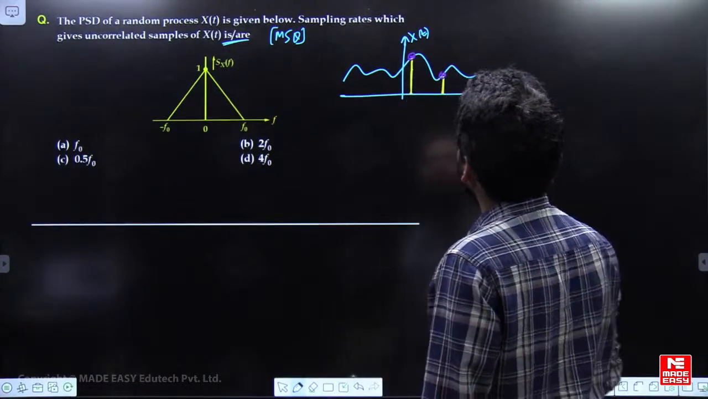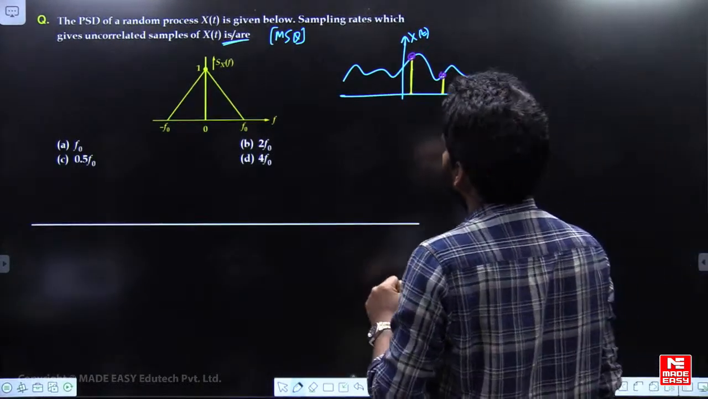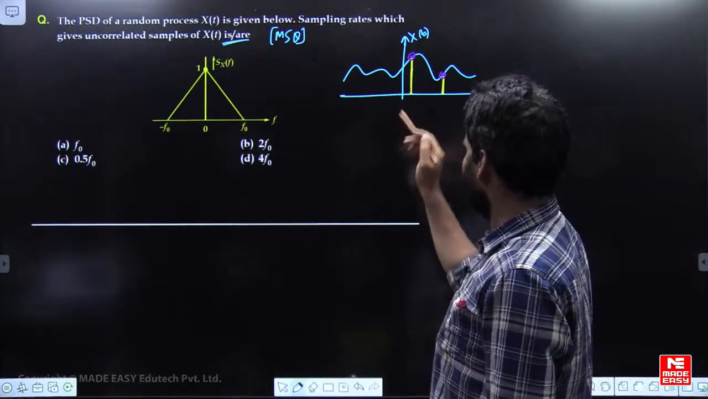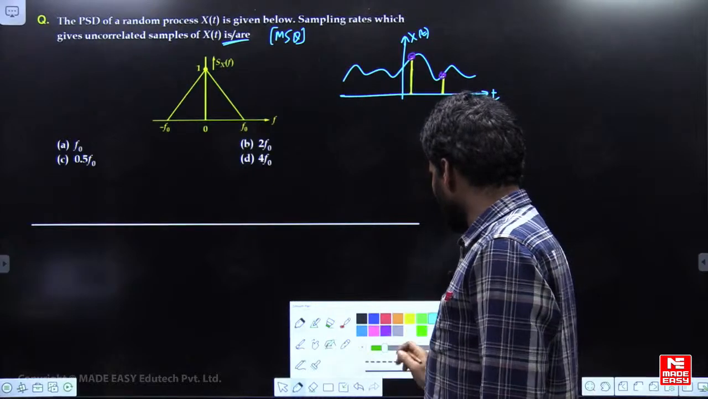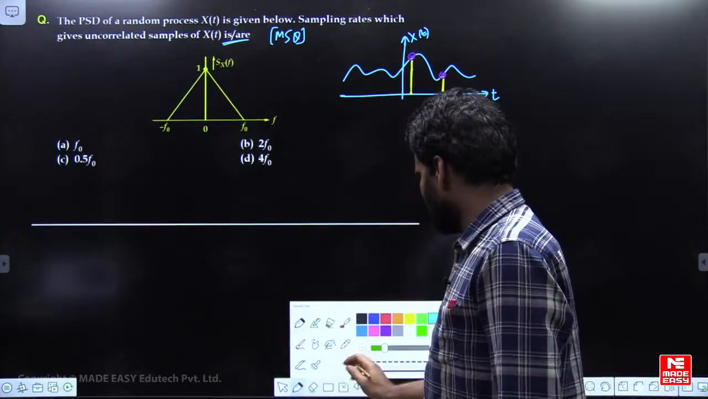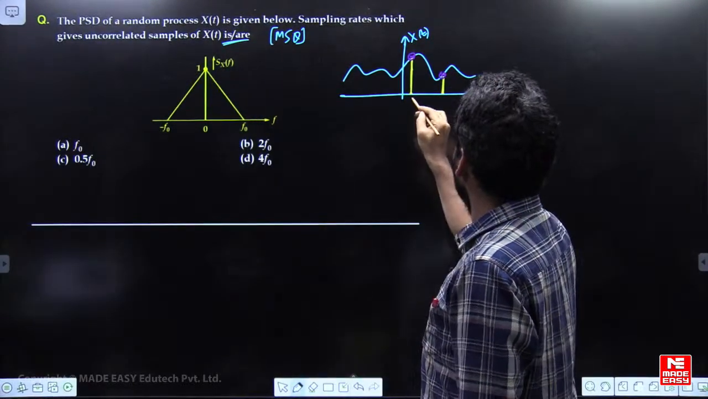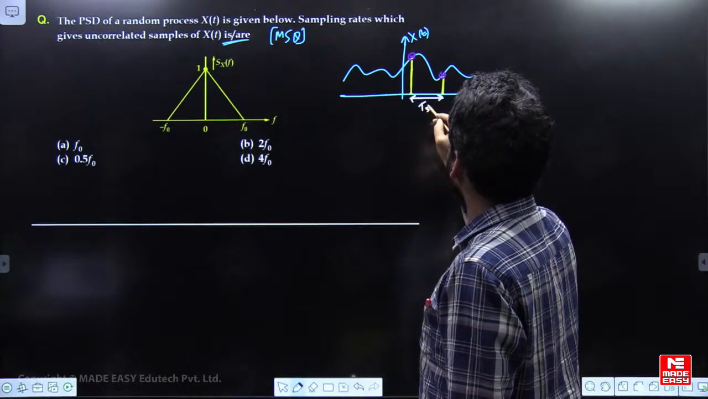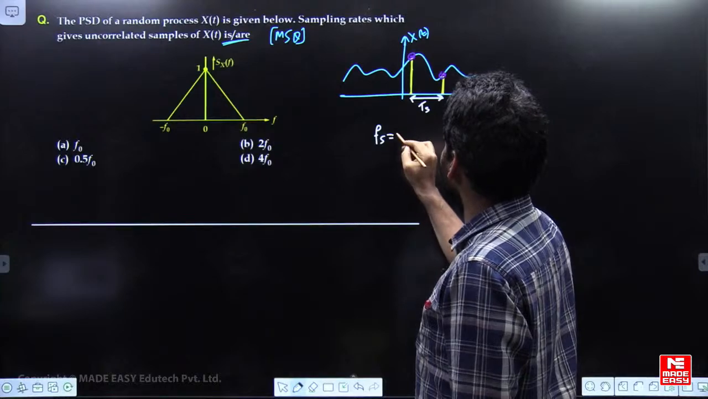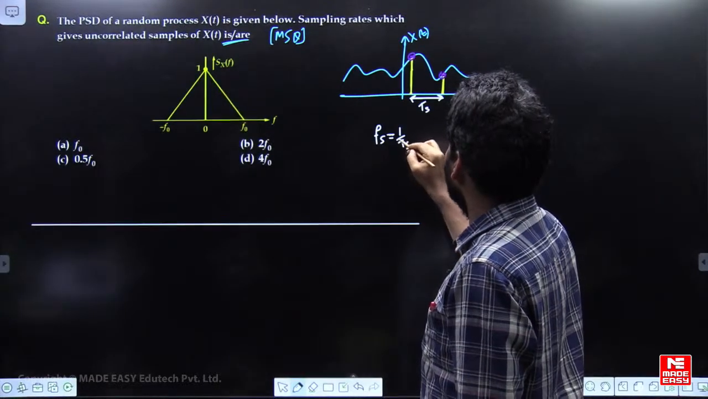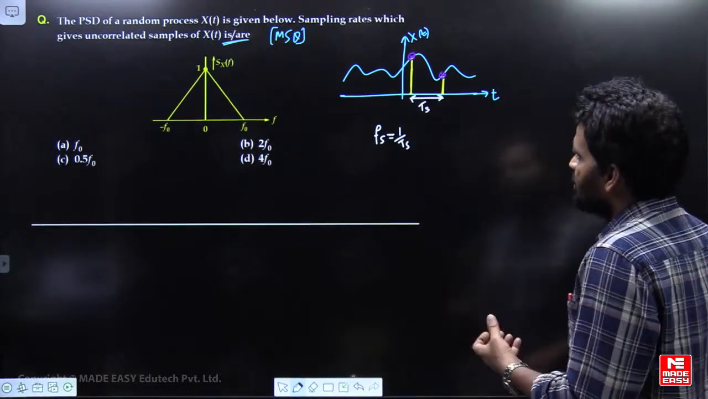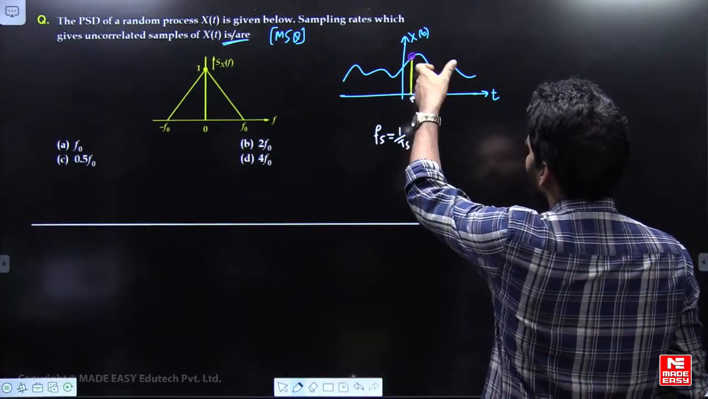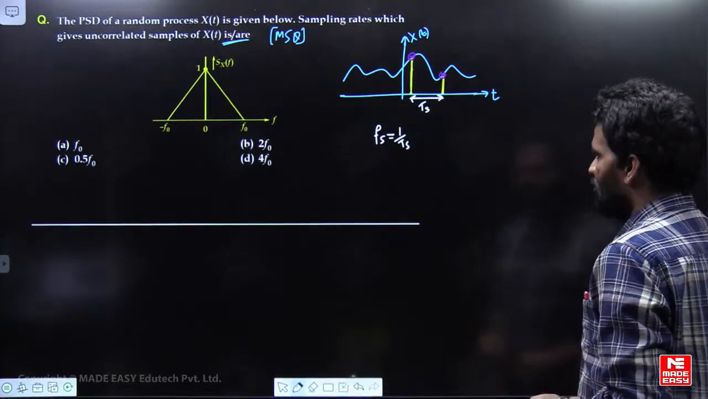The samples that you are getting will be uncorrelated for which sampling rates? For which sampling rates will these samples be uncorrelated? So this sampling interval I am denoting with Ts here. Sampling interval is Ts, and Fs will be equal to 1 upon Ts. Then the question is for which sampling rates the samples you are getting will be uncorrelated. We have to find out.